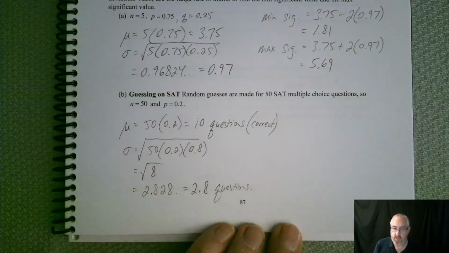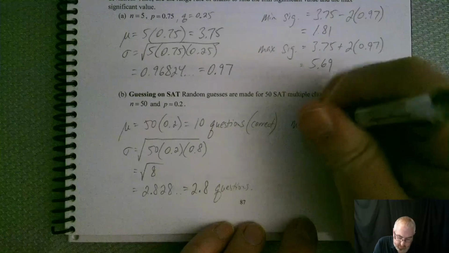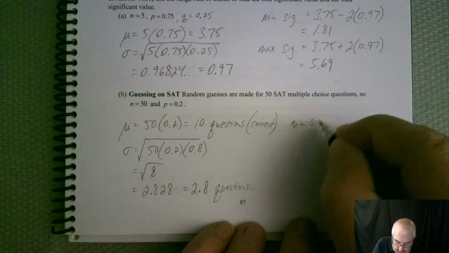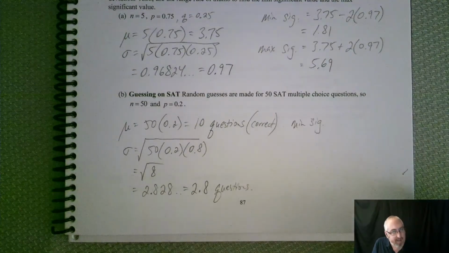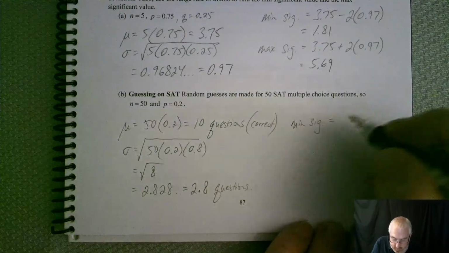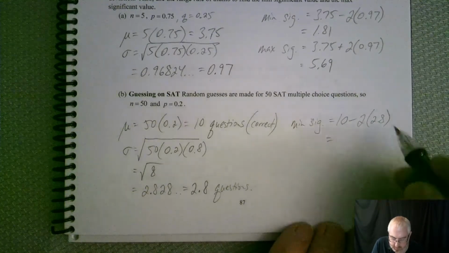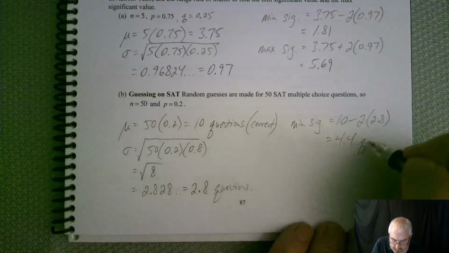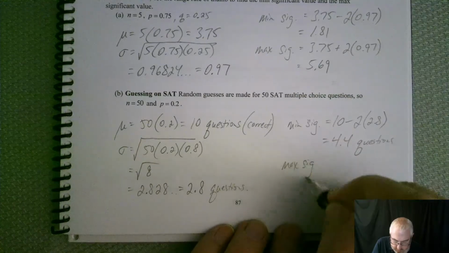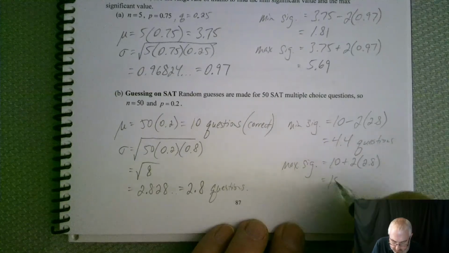So 2.8 questions. And so if we do our min, now I don't like to just write min because sometimes that gets confused with the 5 number summary. So just putting min sig just kind of helps clarify that it's the minimum significant value, not the minimum value in the data set. So 10 minus 2 times 2.8, so that's 5.6, so this better be 4.4. And then your max sig, 10 plus 2 times 2.8, which better be 15.6.